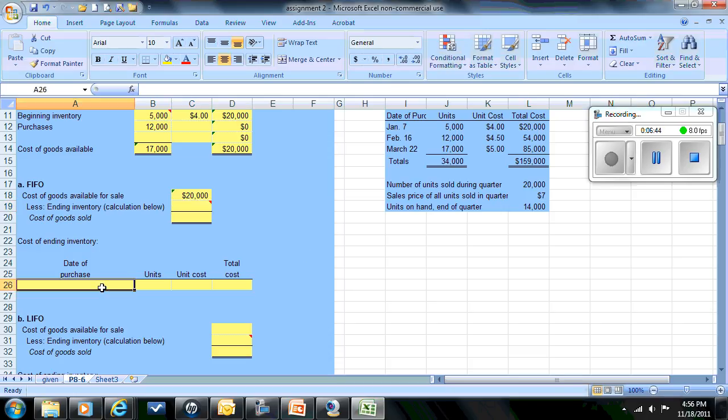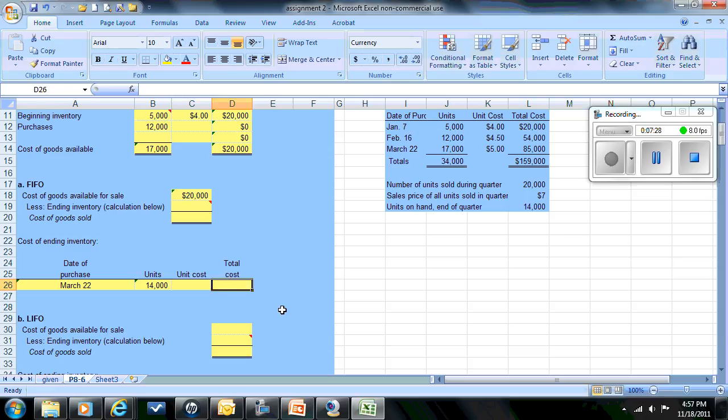And we know we have 14,000 units, and we're going to work backwards. Well, the March 22nd purchase had 17,000 units. So all of our ending inventory is going to come from the March 22nd purchase. The number of units that we have remaining is based on our count of 14,000. So we're going to put in 14,000. We would then use the unit cost that's associated with the purchase for the valuation, and then determine the total cost.